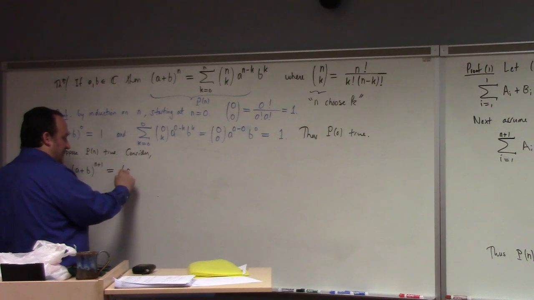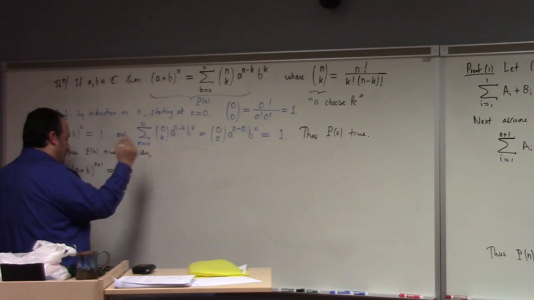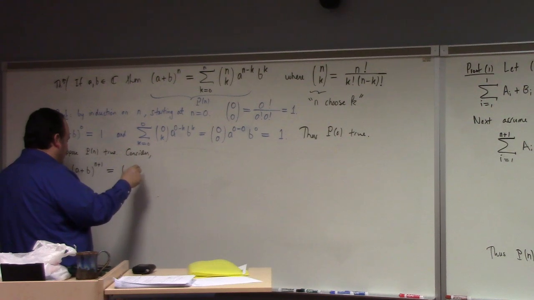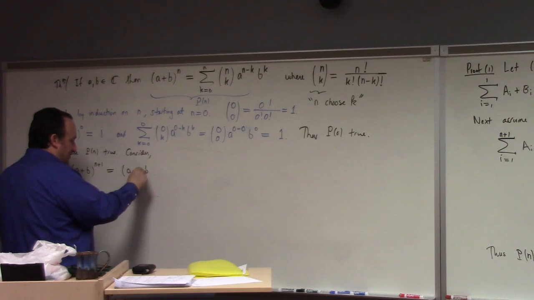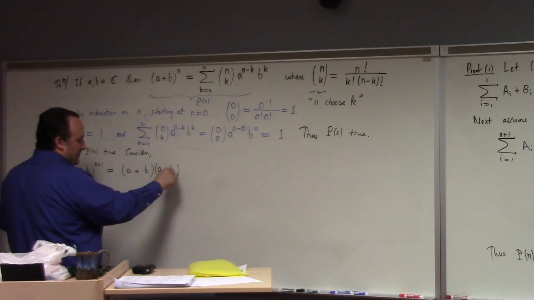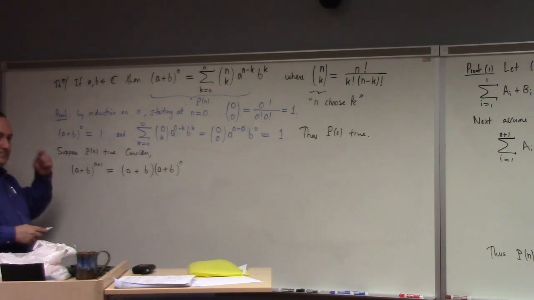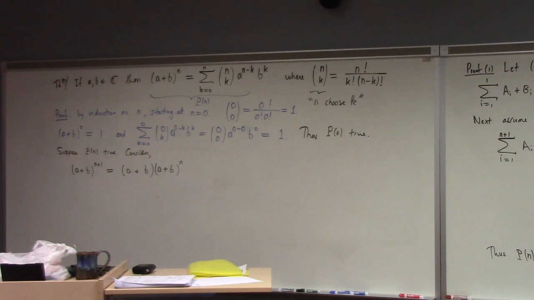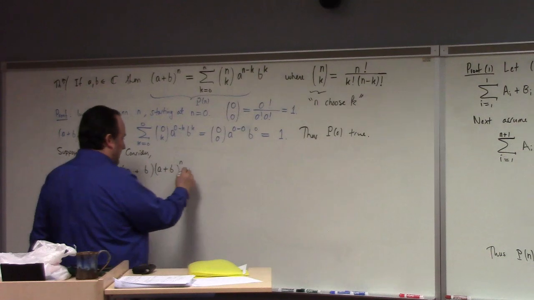We talked about this last class. I talked about it to myself last class, and many of you watched that video, I believe. So a plus b times (a plus b) to the n, right? That's the definition of exponent, which we also define recursively. Then by the induction hypothesis, this is equal to what?